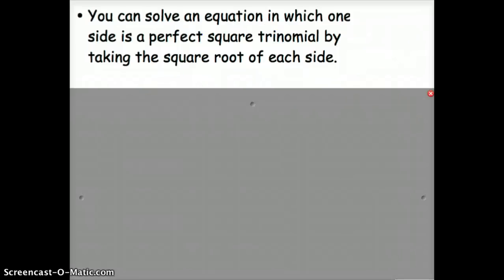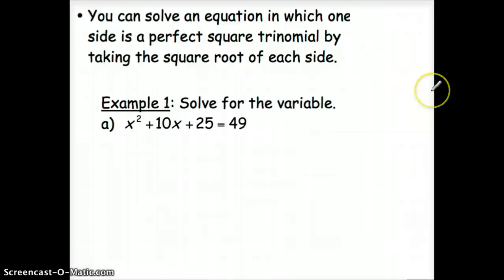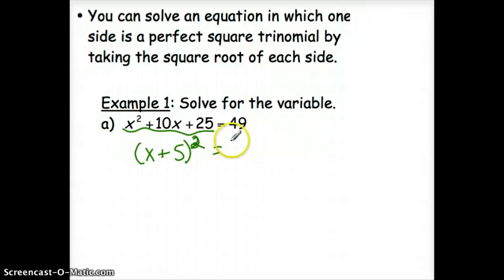All right, here's the general rule. You can solve an equation in which one side is a perfect square trinomial by taking the square root of each side. So we have this problem, solve for the variable. X squared plus 10x plus 25 equals 49. What I hope you notice is that this has a nice, beautiful pattern. X squared plus 10x plus 25, that's x plus 5, the quantity squared. So we know that x plus 5 squared equals 49.